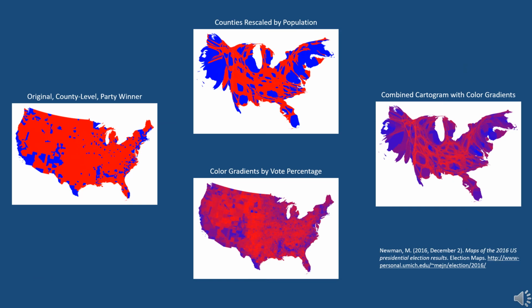The examples generated by Mark Newman are the ones highlighted on screen now. Professor Mark Newman is at the University of Michigan, and these examples, again from the 2016 presidential election, introduce some of these options for improved visualization, such as color gradients and skewing the size and shape of respective counties. And for your information, the maps that are skewed in this way, skewed and morphed, are referred to as cartograms.